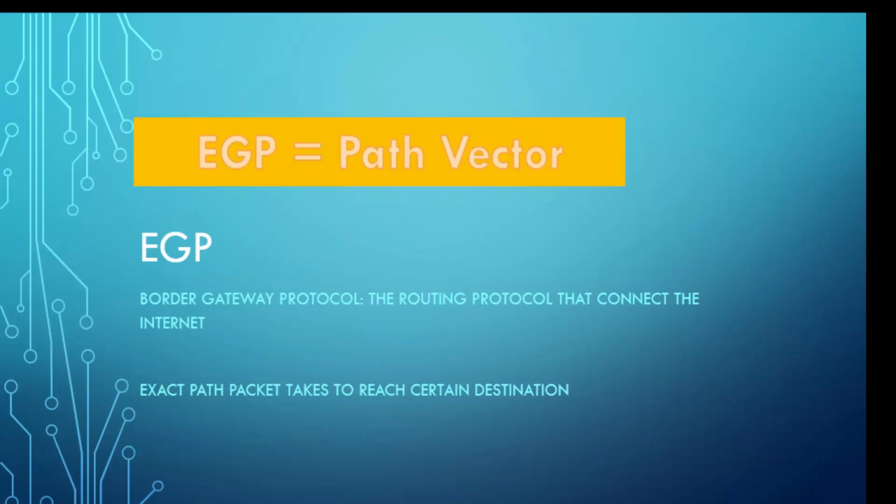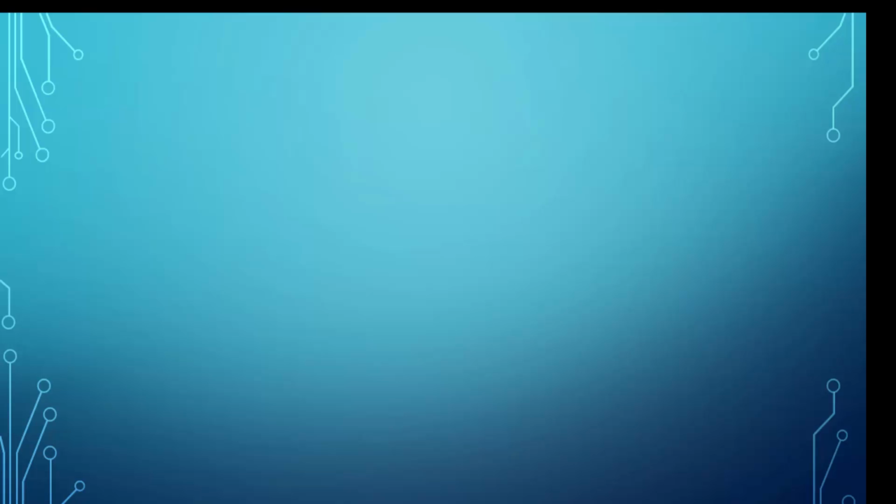BGP stands for Border Gateway Protocol, the routing protocol that connects to the internet. That's very important because of that. But we are going to barely see only a couple of things about BGP. The metric there is the best path a packet takes to reach a certain destination.